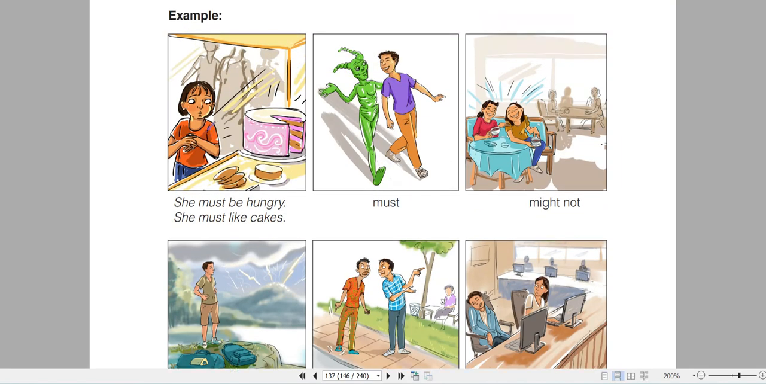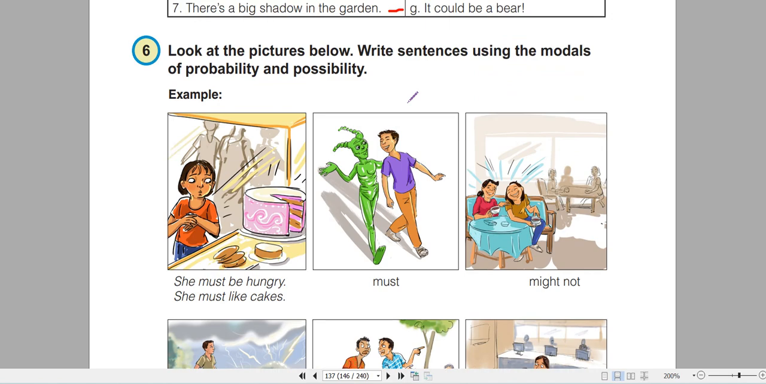Yes, look at it. She is standing here so near the cake, and look at the cake and look at her eyes. And probably, yeah, this means that she must be hungry, or she must like cake. And so this is number six, right?